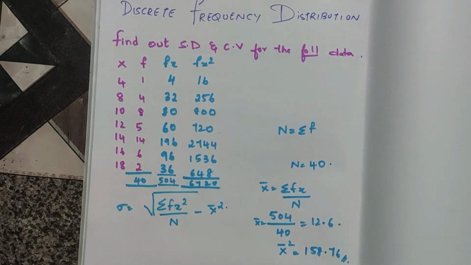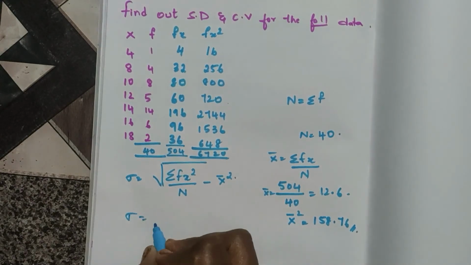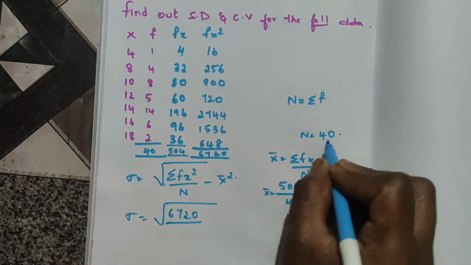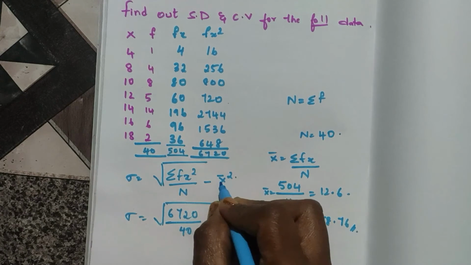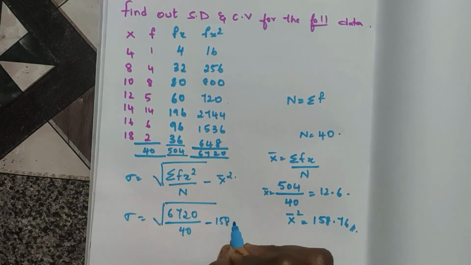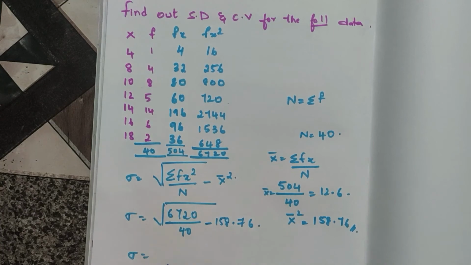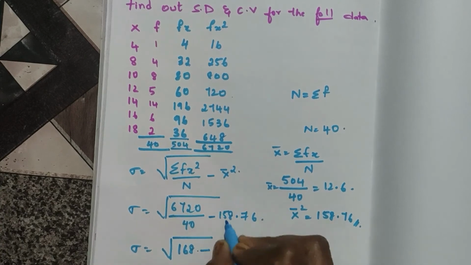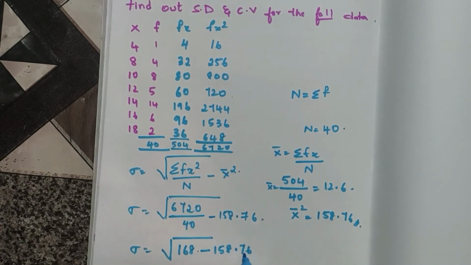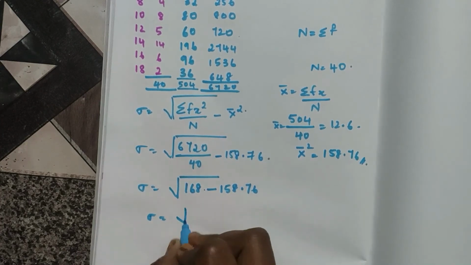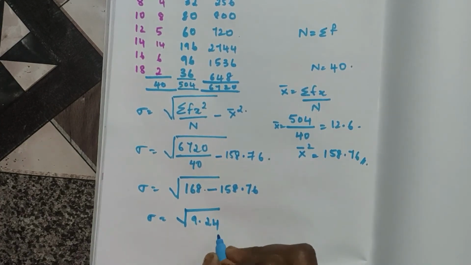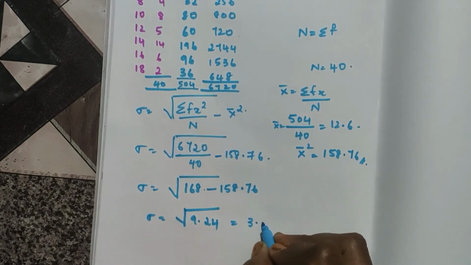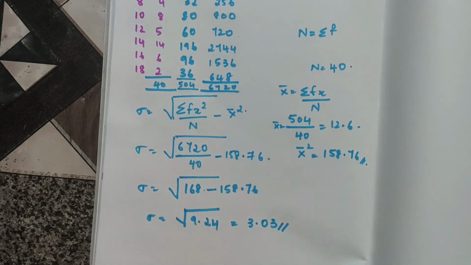Now we have to put it in the formula and substitute. It is equal to root of fx square, which is 6720, divided by n. n is nothing but 40. Minus x bar square, that is 158.76. Now you need to divide and subtract. After dividing, I get 168. Now minus this value, that is 158.76. After subtracting, I get 9.24. Now I need to find the root of 9.24. That is 3.03. So now I got my standard deviation.